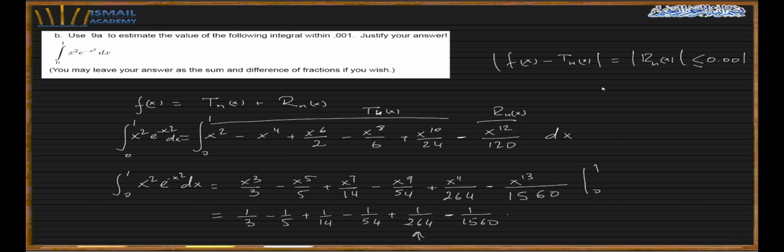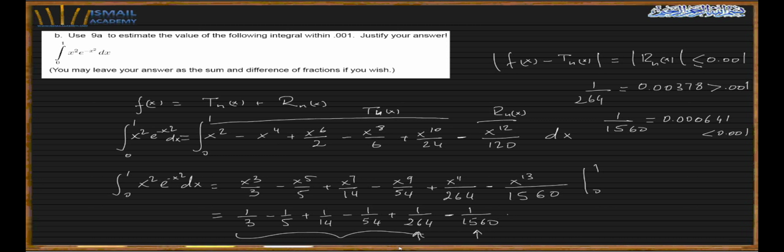So what I need to do here is check if 1 over 264 is less than 0.001. When I evaluate this, I will end up having 0.00378, and this is greater than 0.001, much greater. So that means this will not be my remainder. So always what we do, we move to the next term. So here I will choose this value and check if it's less than or equal to 0.001. This will give me the value of 0.00064, and this is less than 0.001. So that means this is a good choice for remainder. That means this will be my right estimation.